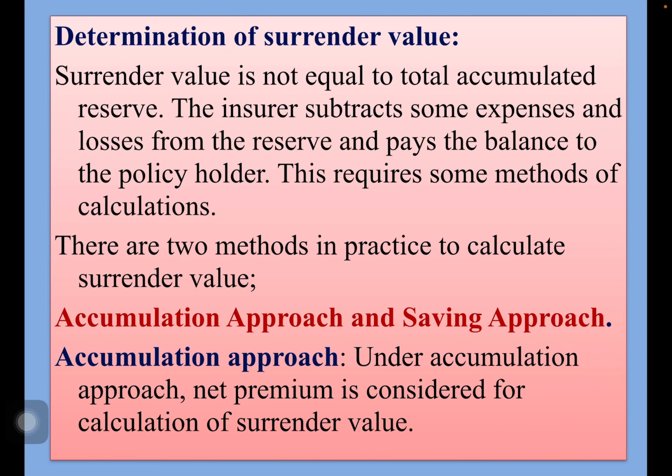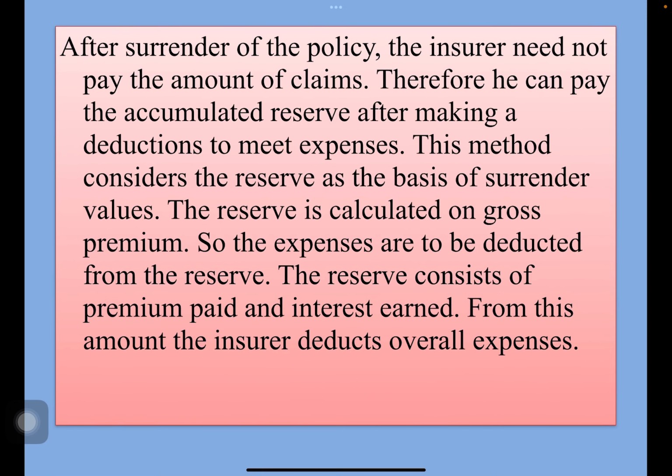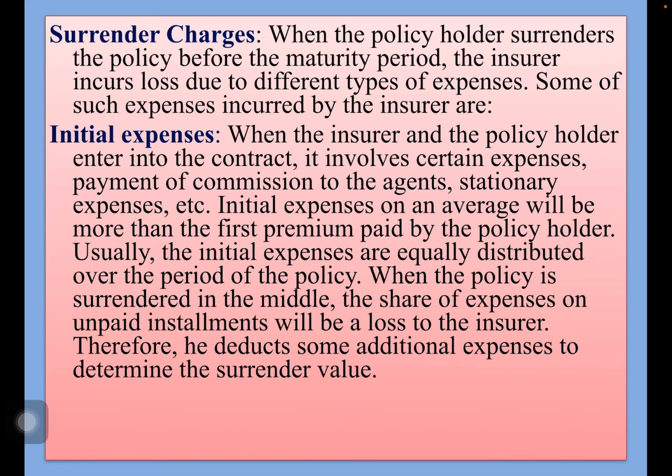Accumulation approach. Net premium is considered for the calculation of surrender value. After surrender of the policy, the insurer need not pay the amount of claims. Therefore, he can pay the accumulated reserve after making deductions to meet expenses. This method considers reserve as the basis of surrender value. The reserve is calculated on gross premium. So, the expenses are to be subtracted from the reserve. The reserve consists of premium paid and interest earned. From this amount, the insurer subtracts overall expenses.